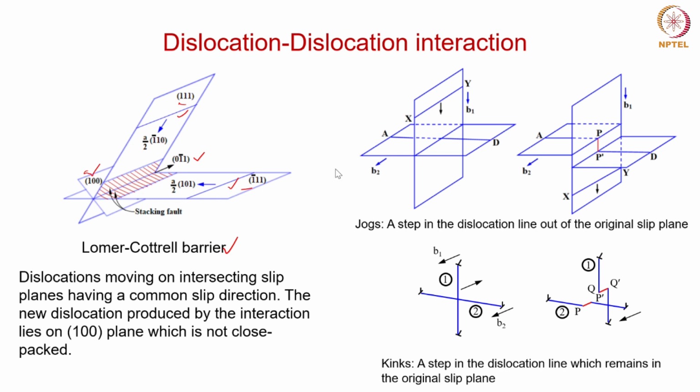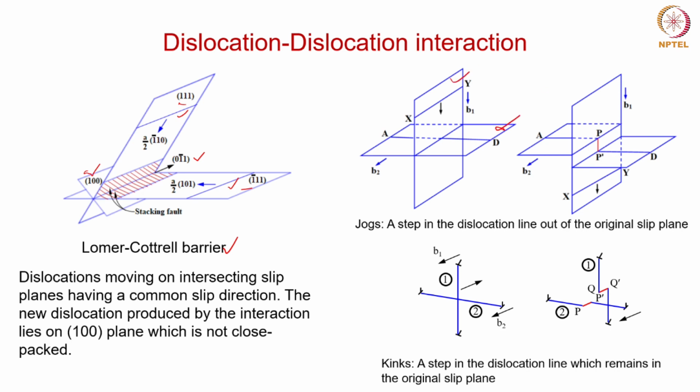So this is one kind of interaction which could happen between two edge dislocations moving on intersecting slip planes. But there could be other kinds also, as you could see from the figures over here. For example, you can have two slip planes like this, one over here and another over here.